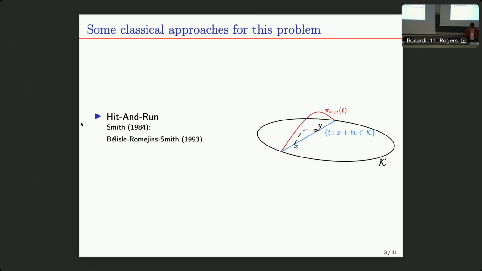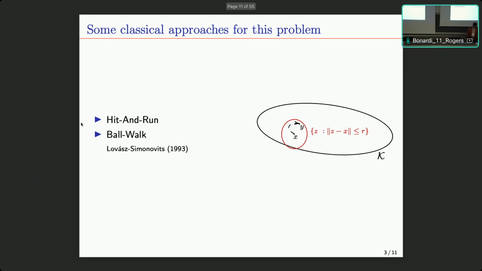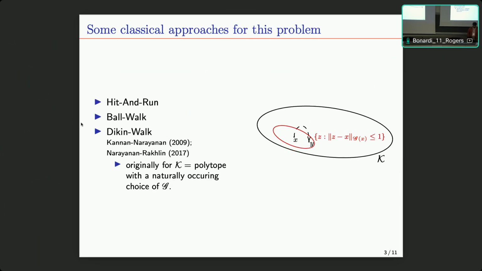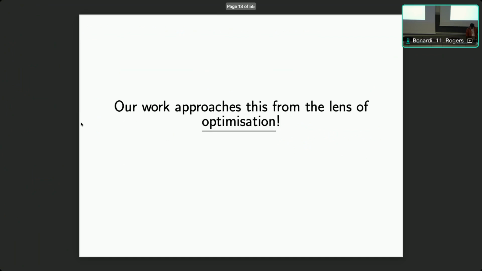So classical algorithms for this task include hit and run, which picks a direction uniformly at random and then takes a step in that direction. The ball walk, which draws a ball around the current iterate and then moves to a point in the ball. And then the Dikin walk, which considers a Dikin ellipsoid centered at your current point and then moves to a point in the ellipsoid. This work approaches this question from the lens of optimization.